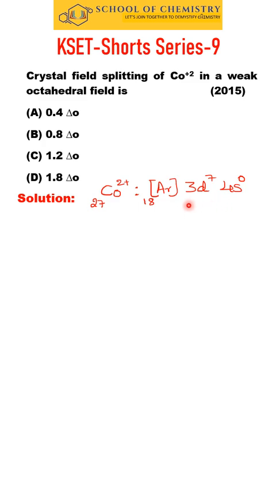So the important thing here is that we need to know the d electron count, and these 7 d electrons will be filled in the split orbitals of the octahedral complex. So first we should know this count. It is 7. Now how can we do that?